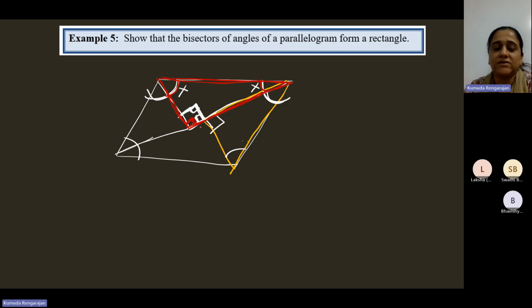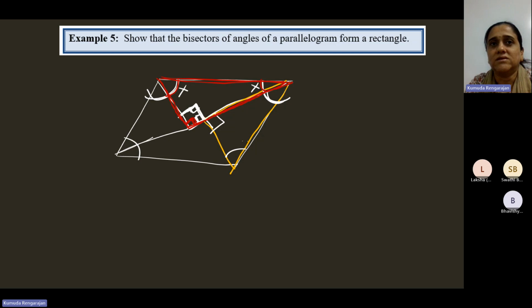Correct? This is 90. Now, in a quadrilateral, when 3 angles are 90, the fourth angle has to be 90, no? So in this figure, we have proved that all the 4 angles are right angles. Now use the definition. What are the criteria for a quadrilateral to be a parallelogram? In a quadrilateral, when both pairs of opposite angles are equal, it's a parallelogram. So here 90, 90, 90, 90, opposite angles are equal. So it's a parallelogram.